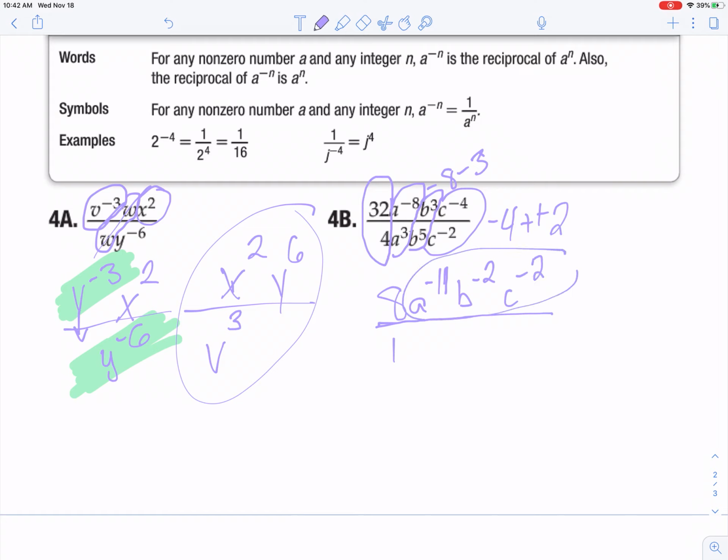And then because all of these are negative, they need to get moved to the bottom. I notice that I don't actually really have to write the 1, right? We never have to write a multiplier of 1. The 8 stays on top. And then it's just a to the 11th, b squared, c squared. That's my answer.